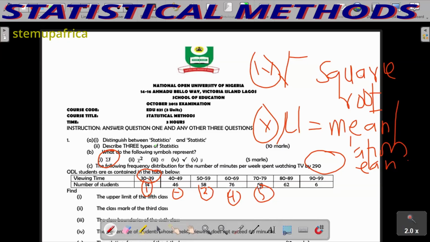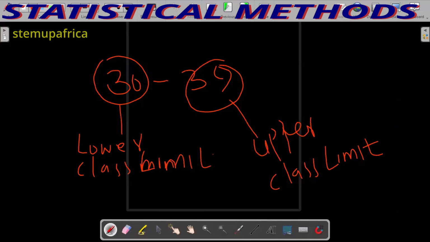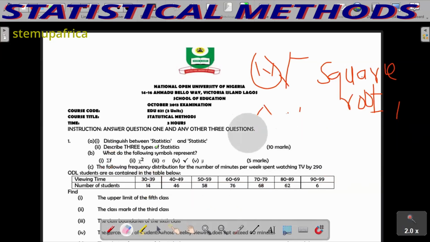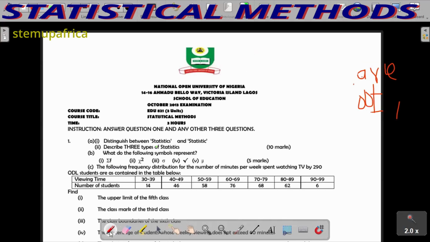So from what we have done now, from this illustration, the first one is the lower class, the second one is the upper class. So by mere looking at the question, you know that the upper class limit of the fifth class, the answer is simply 79. You don't have to do anything. The answer is simply 79 because 70 is the lower class, 79 is the upper class. So the answer is simply 79. That is it. You don't have to solve anything in this case.